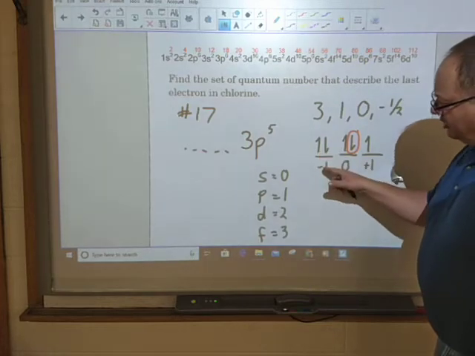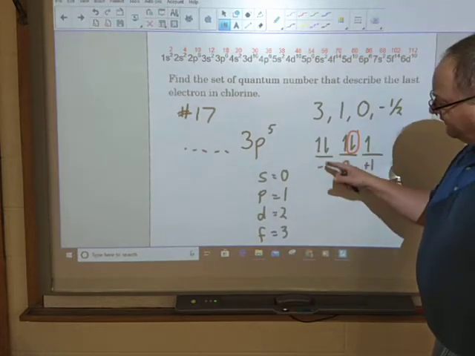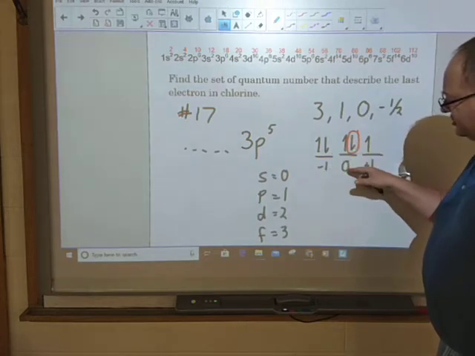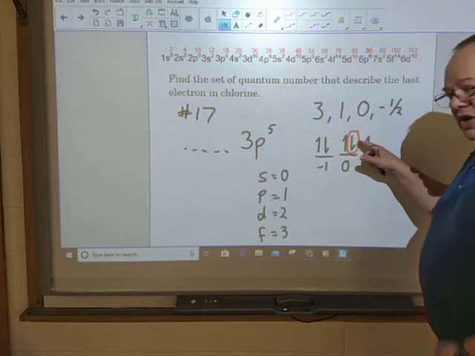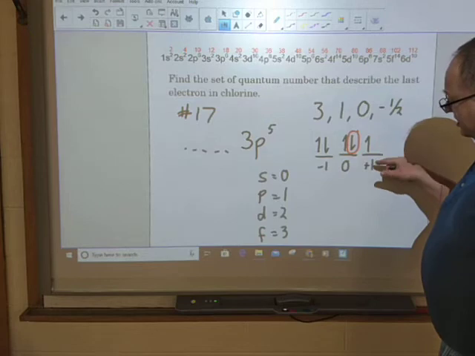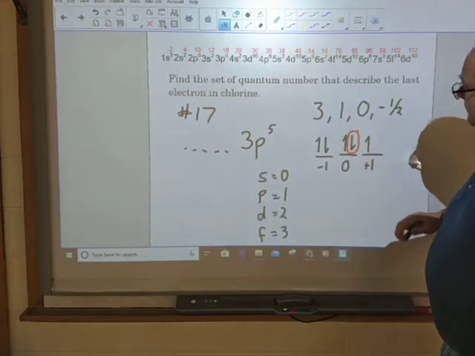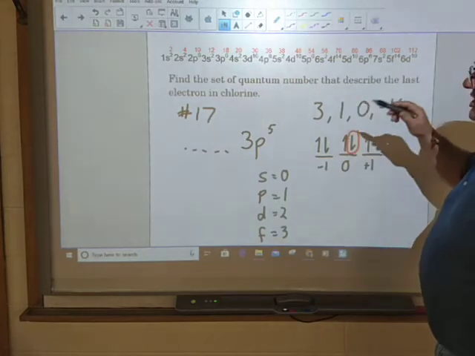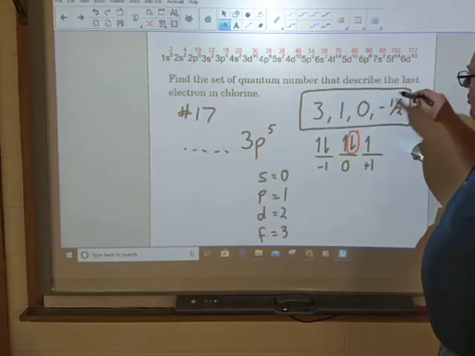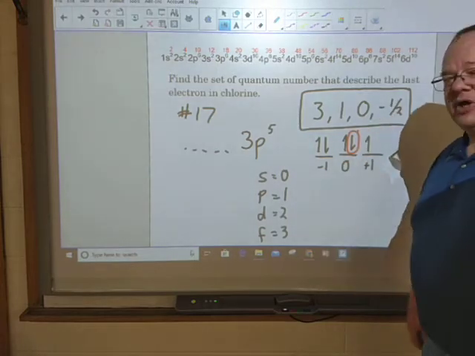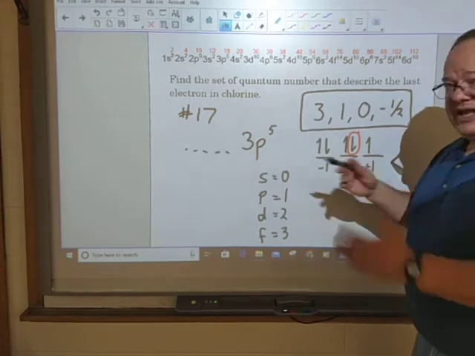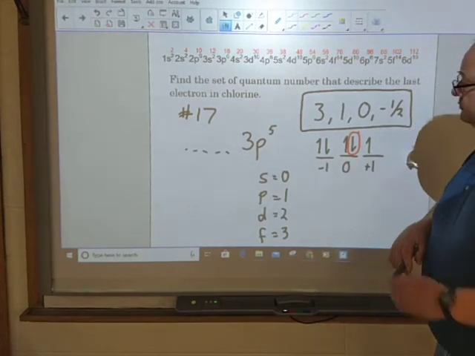So this electron would have been a -1 plus 1/2. This electron would have been a -1 minus 1/2. This electron is a 0 plus 1/2. This electron, the one that we were looking for, was a 0 minus 1/2. This electron is a +1 plus 1/2. The question says find the set of quantum numbers. Here is our set of 4 quantum numbers that describe the 17th electron. Now, not only in chlorine, but if you wanted to talk about the 17th electron in any atom, there you go.